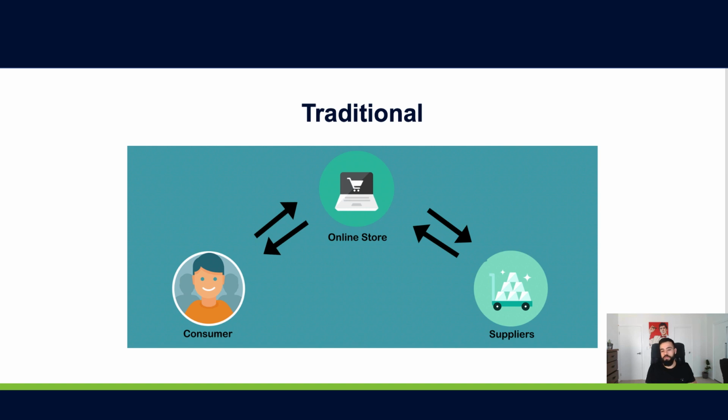And if you look at the different models here, this is the traditional e-com model. So if we have a consumer, they go to our online store or our website, they purchase the product from the supplier, and then the supplier sends it back to us, and then we have to go ship it to the customer. So again, not the most efficient model.